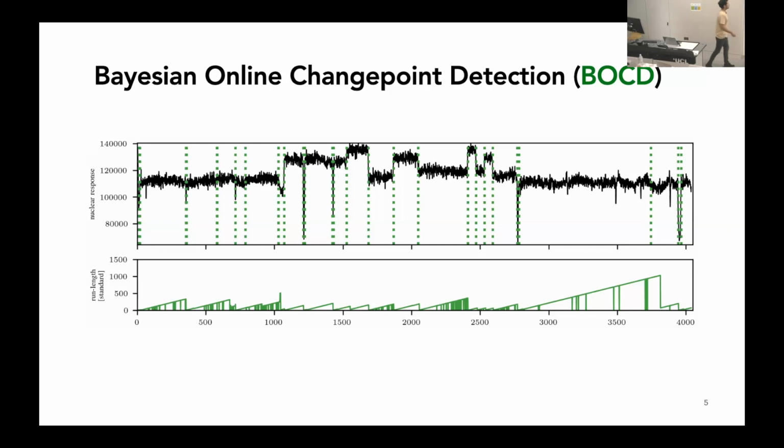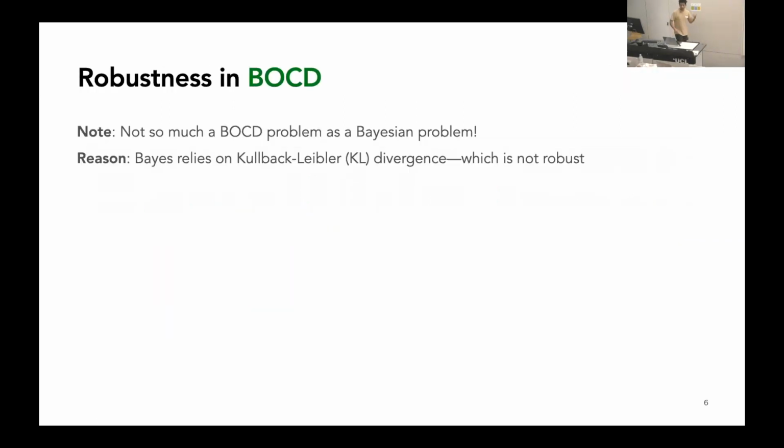As you can see, the model finds a lot of change points in this kind of period. When you don't have outliers, it works fine. But then when you get some outliers, it goes crazy. So this is not a BOCD problem, it's more of a Bayesian problem. Bayesian is not robust, and it's basically because it relies on the KL divergence, and the KL is not robust.